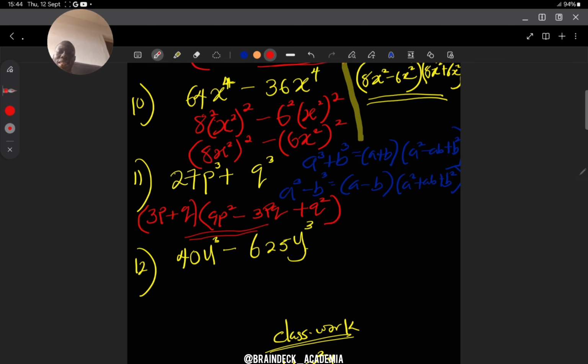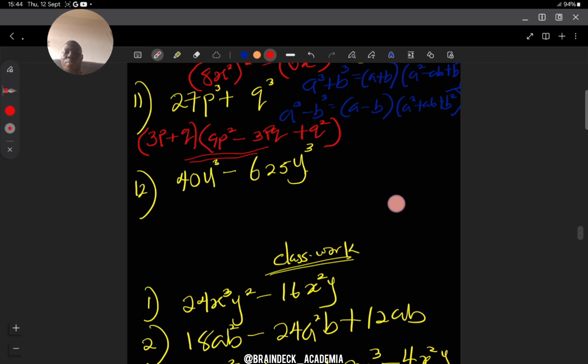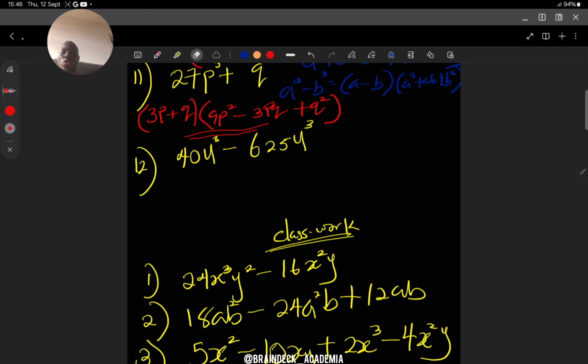So once you remember this identity, factorize sum of 2 cube. Please, if you have any question, don't forget to drop your question in the comment section and I'll attend to them. Alright, so we're now into question 12.